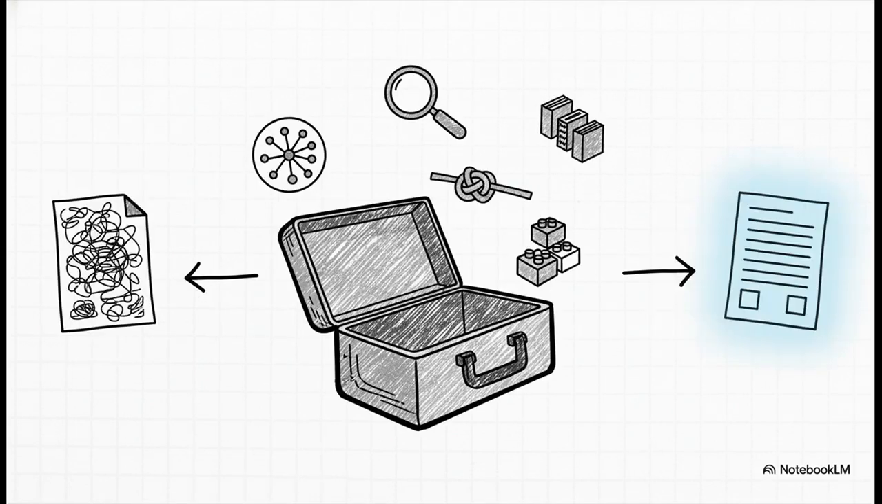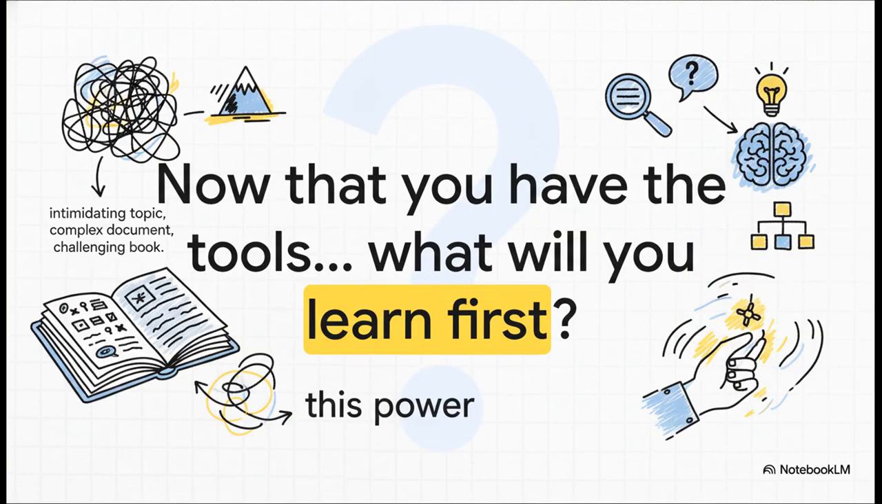And there you have it, a complete 5-piece toolkit. From the big picture mind map all the way down to the chapter-by-chapter lessons, you are now totally equipped to take any intimidating document and turn it into a clear, structured, and genuinely understandable lesson. So really, the only question left is, now that you have these tools with all this power right at your fingertips, what are you going to learn first? What's that one intimidating topic, that complex document, or that challenging book that you're finally going to master?